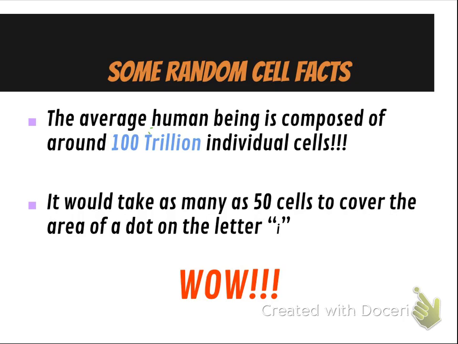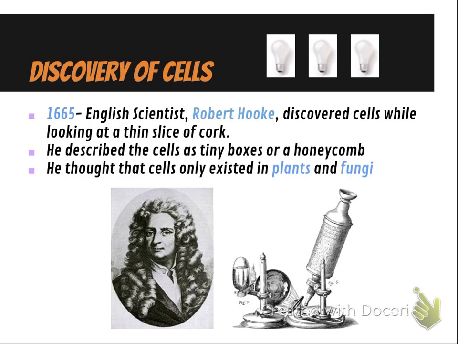The cool thing is that we all started as just one single cell, and we've grown to have over 100 trillion of them. The other interesting fact I threw down there is it would take as many as 50 cells to cover the area of a dot in the letter I. So you can see how small that little dot is, and if we were to try to cover it with cells, we could put as many as 50 cells in there and still not be able to see it. We would have to use a microscope for it. So let's dive into some of the history and interesting things related to cells.